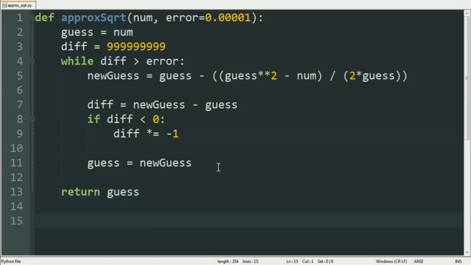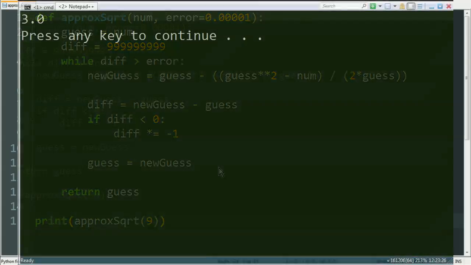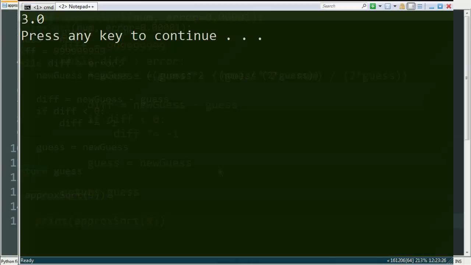Let us now try and run our function. Let's print out the approximate square root of 9, right, since that was the example we were using. We run this and the answer we get is 3. It's exactly the result we're looking for, which is of course great.